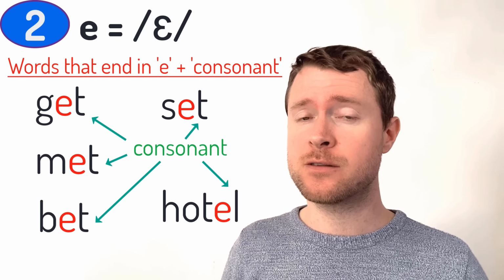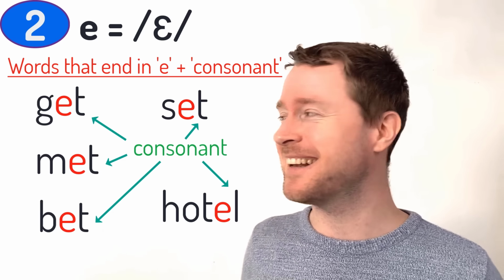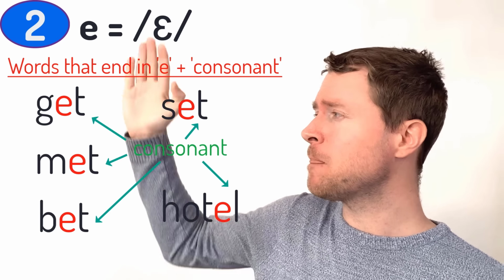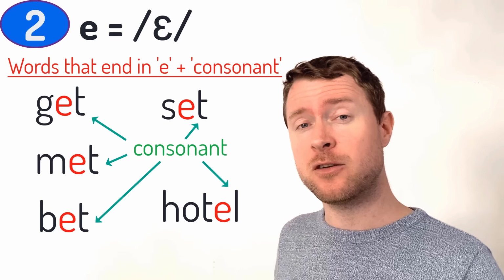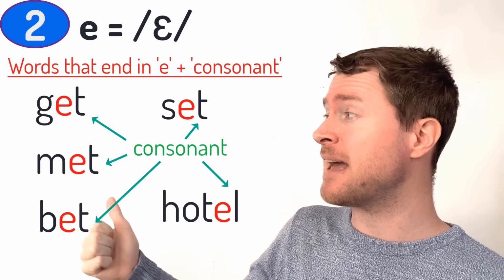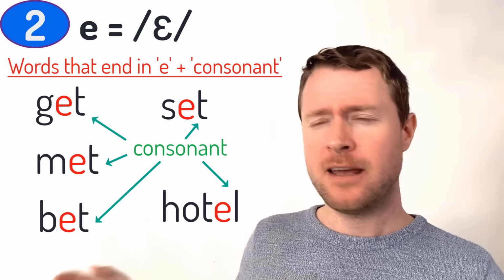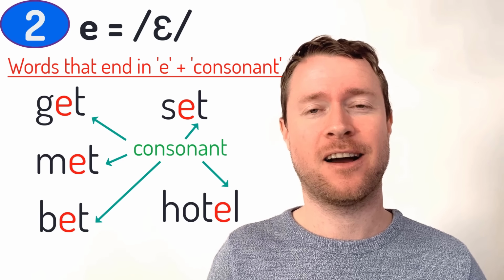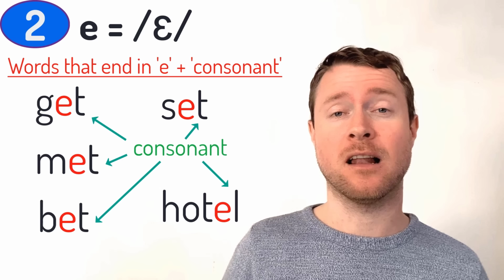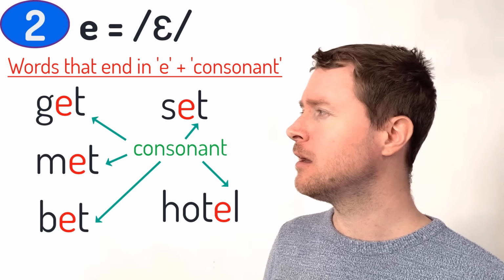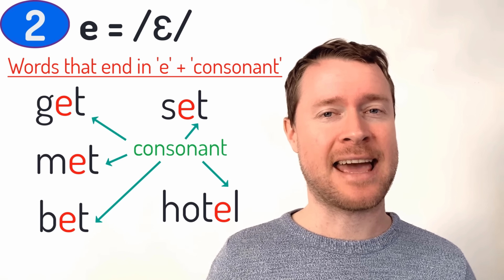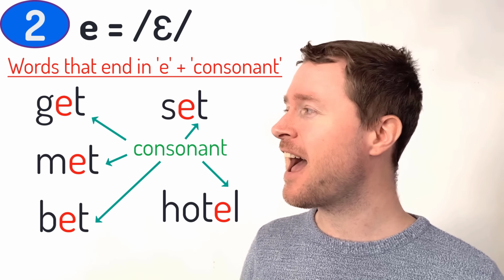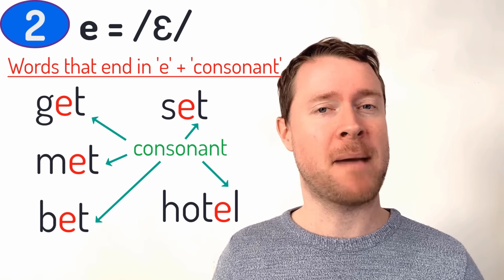There are exceptions to this rule too, of course, in English, but a good rule to remember is that if you see the letter E followed by a consonant and it's at the end of a word, especially short words like bet, met, set, and let, it's usually pronounced with the short E, okay? Practice with me. Hotel, get, set, and met.